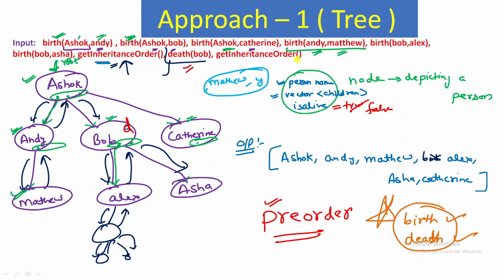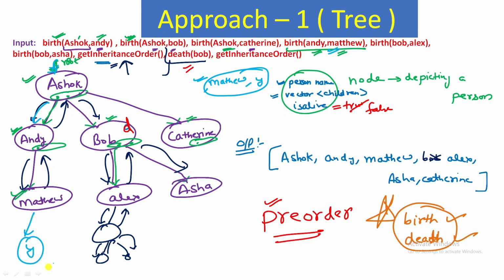Now let's assume that after this, a birth came where Matthew is the parent and Y is the child. So I have to again start searching from the root for where Matthew is, and only then can I add Y to this Matthew. So I search whether this is Matthew. No. So I have to go here, whether this is Matthew. No. Whether this is Matthew. Yes. So I will create a node for Y, and then I will add it.